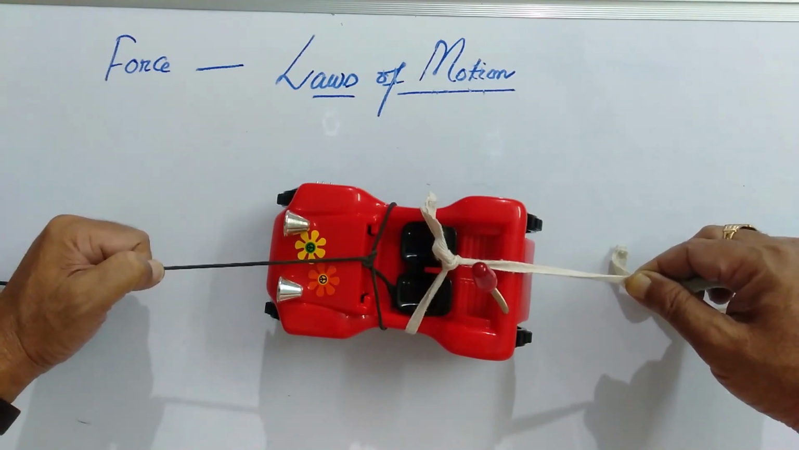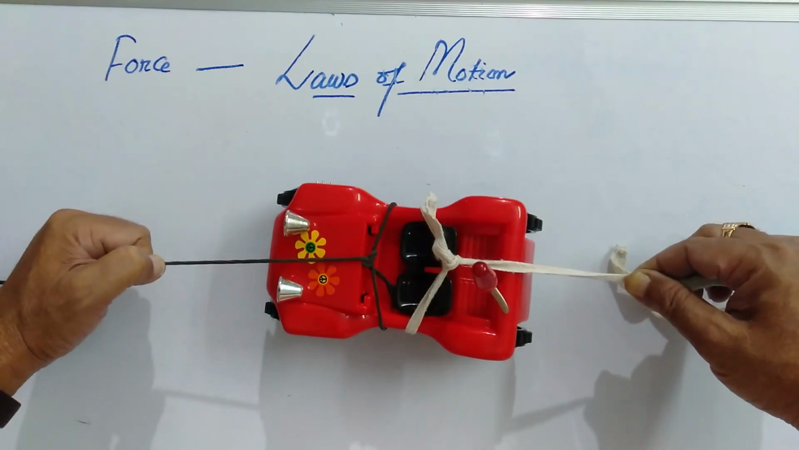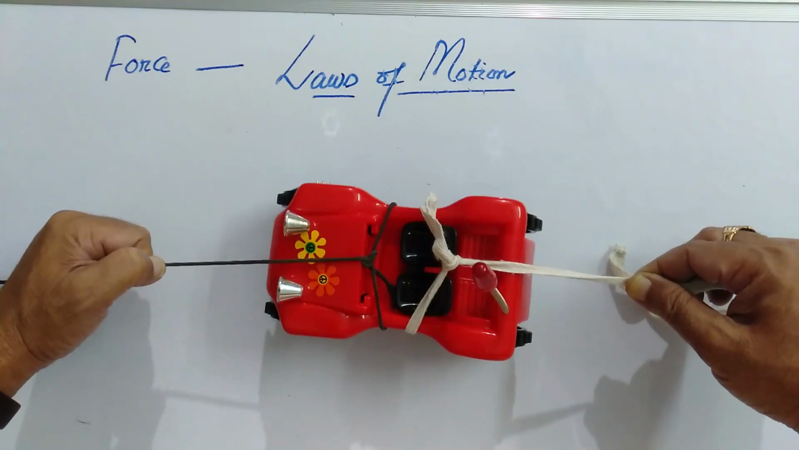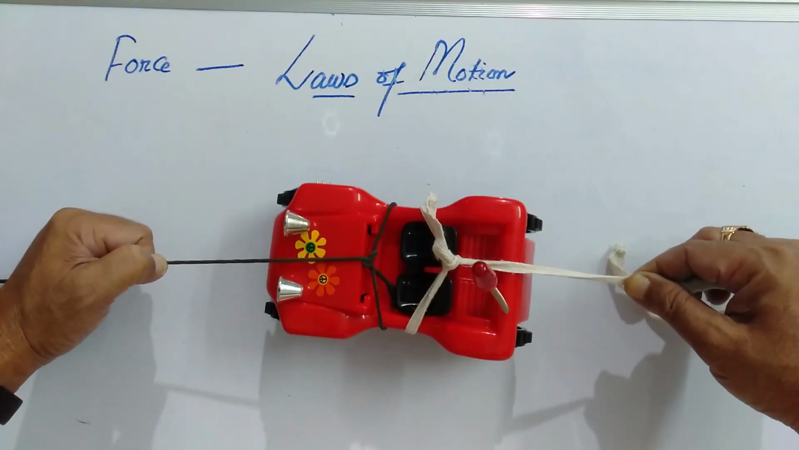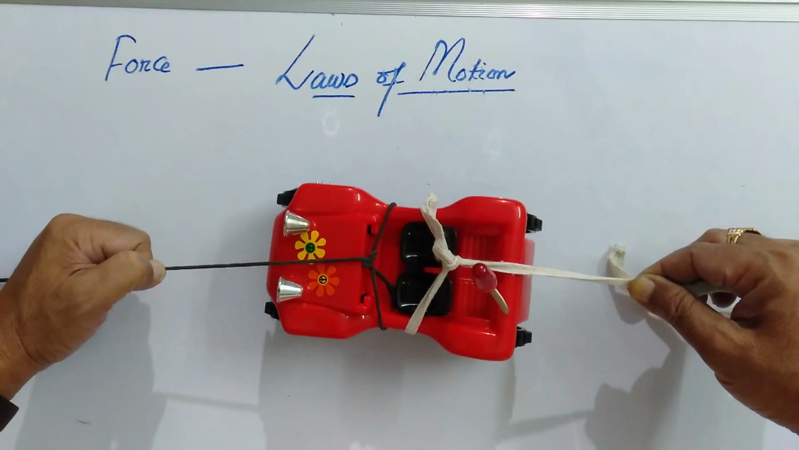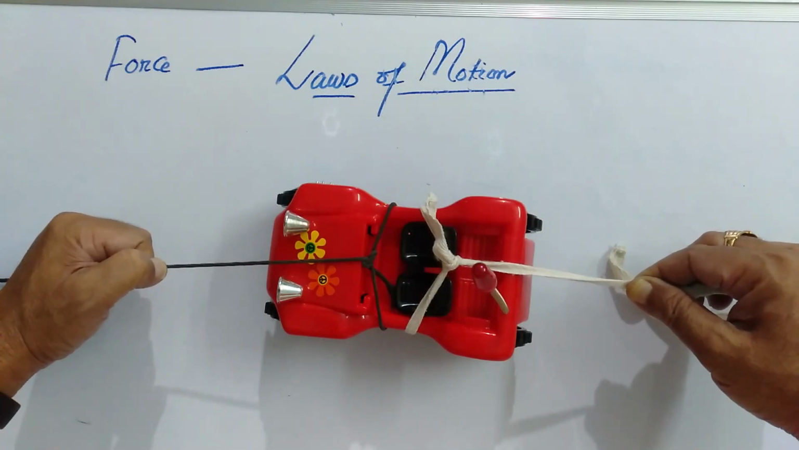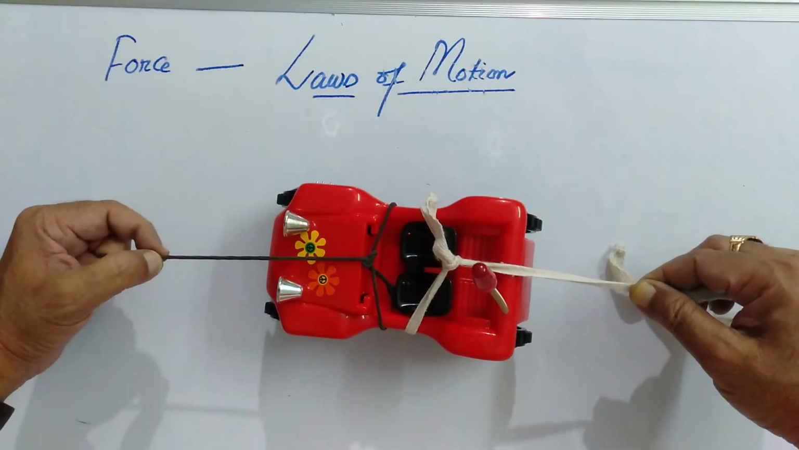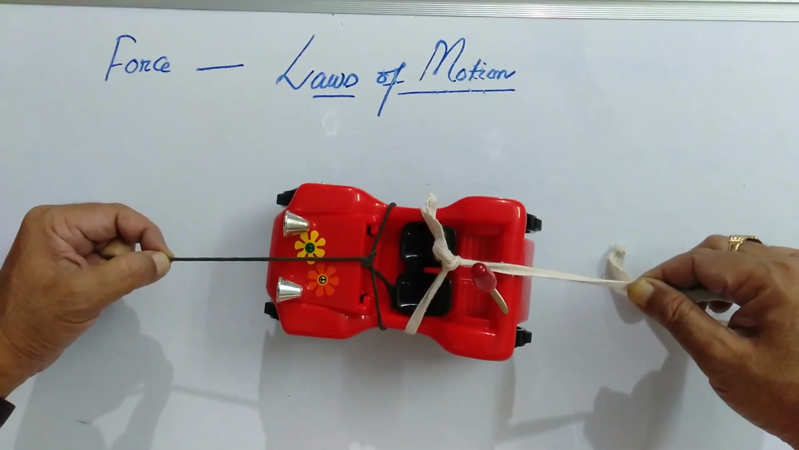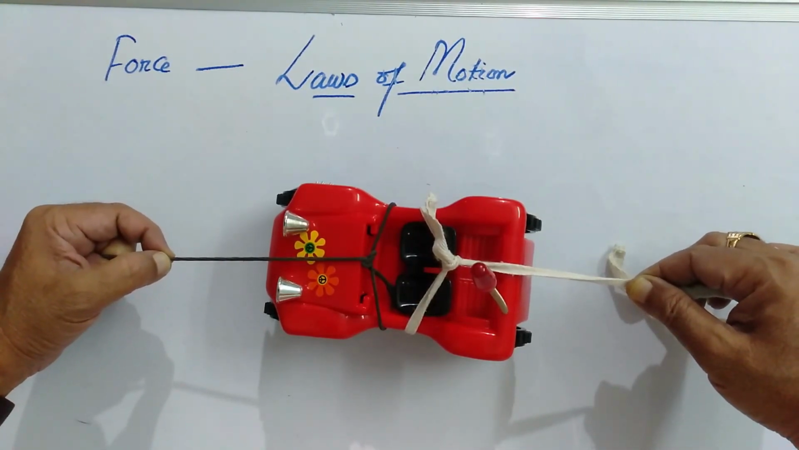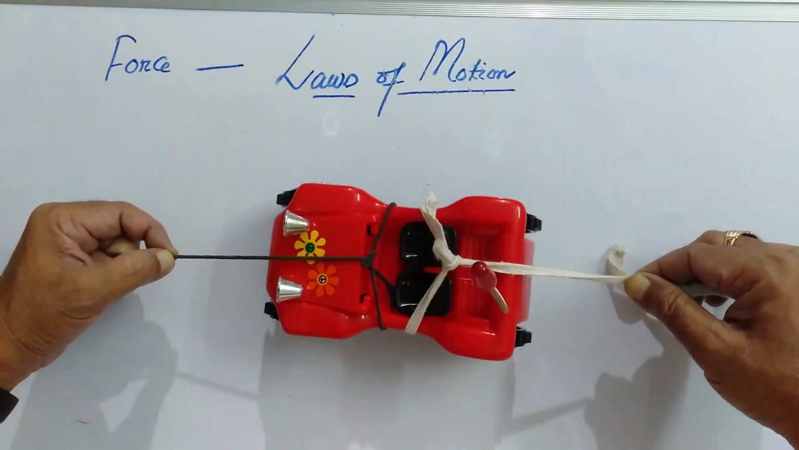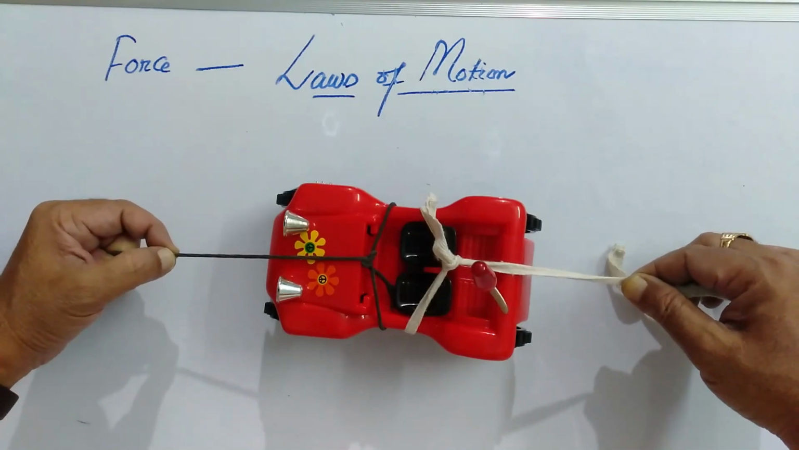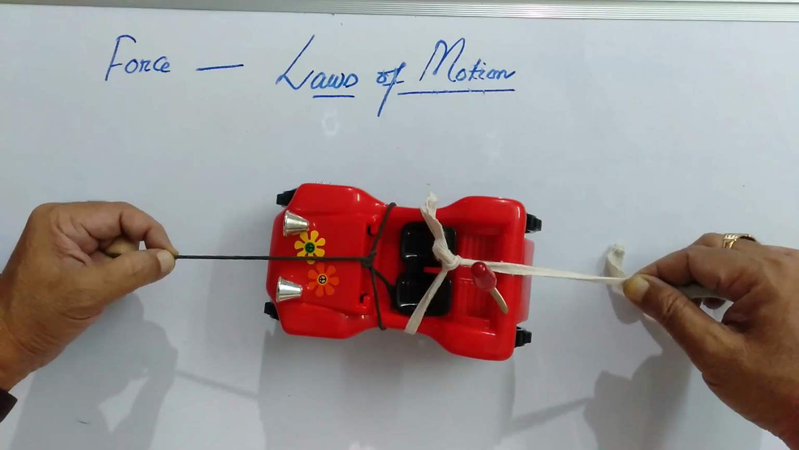So on any object, if two forces are equal and they are acting in opposite directions, the object will be at rest. It cannot move. Then these two forces are called balanced forces. So the conclusion is, if you want to move the object, an unbalanced force is required.